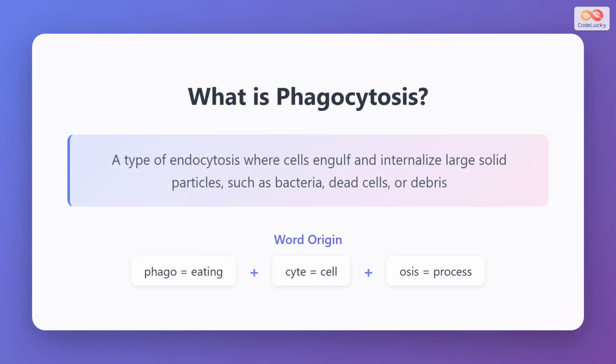Phagocytosis is a specialized type of endocytosis where cells engulf and internalize large solid particles. These particles can be bacteria, dead cells, or cellular debris. The word phagocytosis comes from Greek roots. Phago means eating, cyte means cell, and osis means process. So literally, it means the process of cell eating. This is an active process where the cell membrane wraps around the particle and brings it inside.